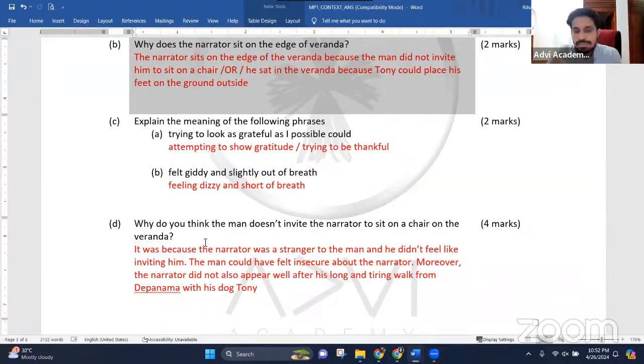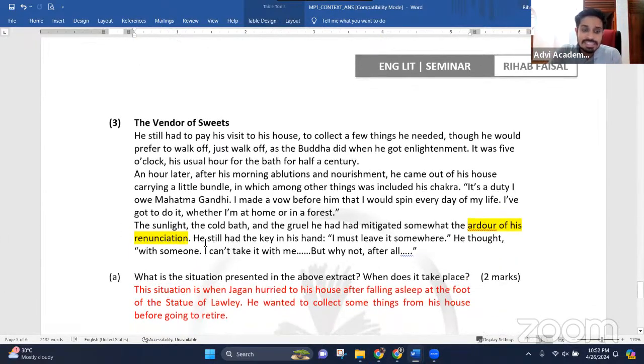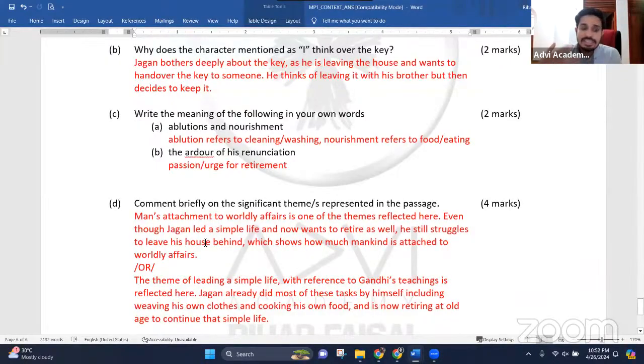Why do you think the man doesn't invite the narrator to sit on a chair? To be honest, you just have to take it directly from the passage and explain it. But if they ask something like, what is the theme represented in the passage? Gandhism, there was Gandhi, no? So Gandhism, how he wanted to live a simple life, you can talk about it. Hypocrisy, because he took the bank book, that part was there in the passage, right? Or about his retirement. You can talk about the theme of leading a simple and happy life. Whatever, as much as possible, you write 4 points under that, which will give you that 4 marks. Minimum, at least they'll give you 3.